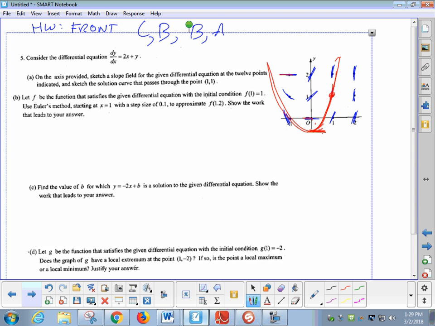Wait, so why does it go flat down there? Anywhere y equals negative 2x, anywhere 2x plus y is 0, this derivative is 0, so the slope is flat. That would mean at any point where y is negative 2 times x, it would have to be flat. So in this region, it's got to be flat anywhere it gets to that spot.